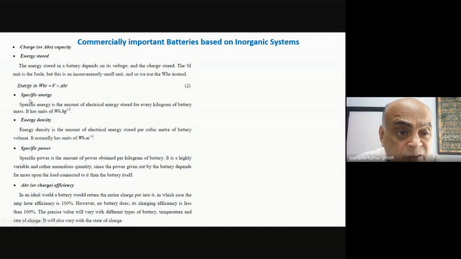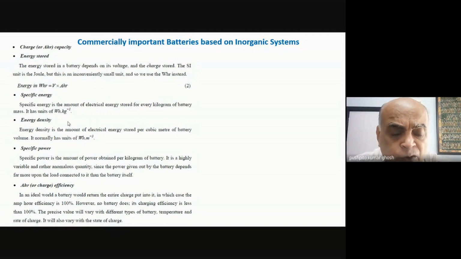And my specific energy: obviously people are trying to make lightweight batteries. How much energy have I got in my battery, and what's the weight? So I just divide by the weight, and then I'll get my watt hour per kg. That's my specific energy. Sometimes there are space constraints in a battery. It's not just weight.